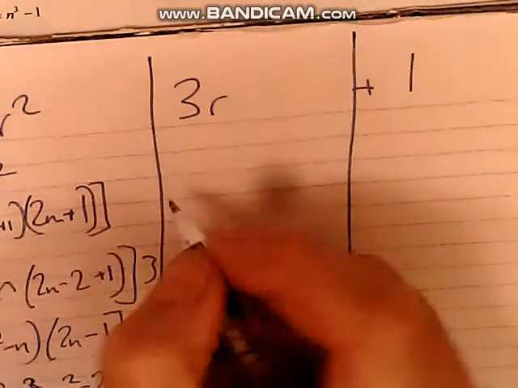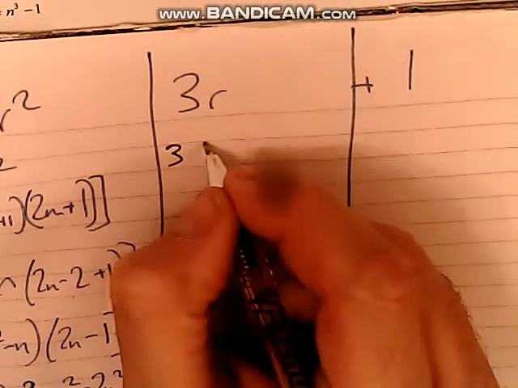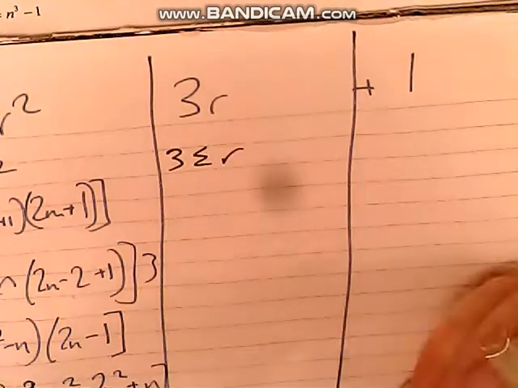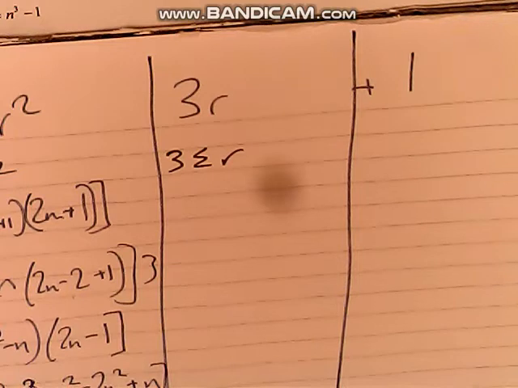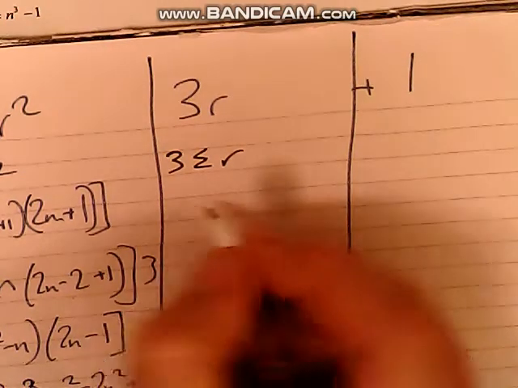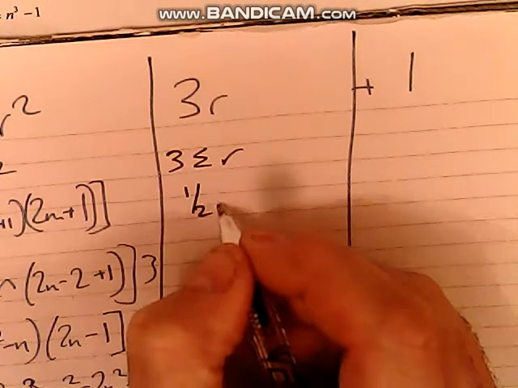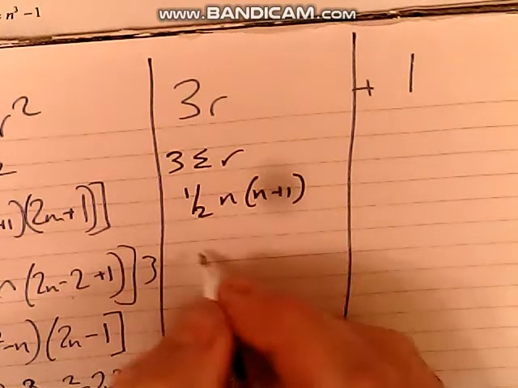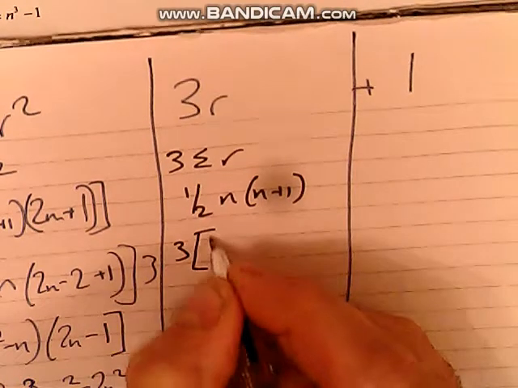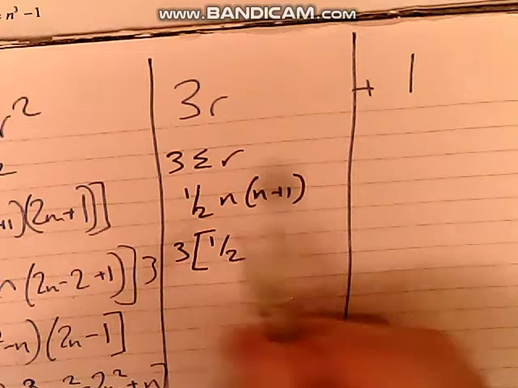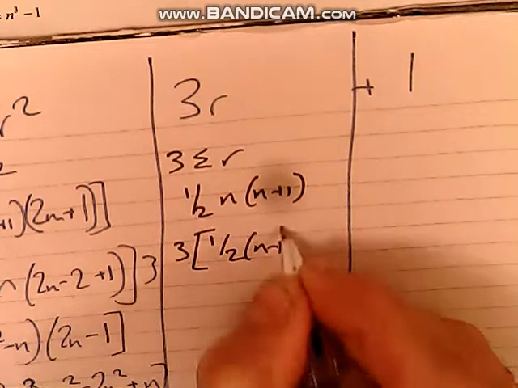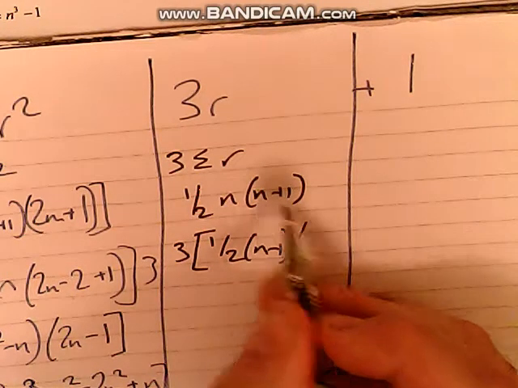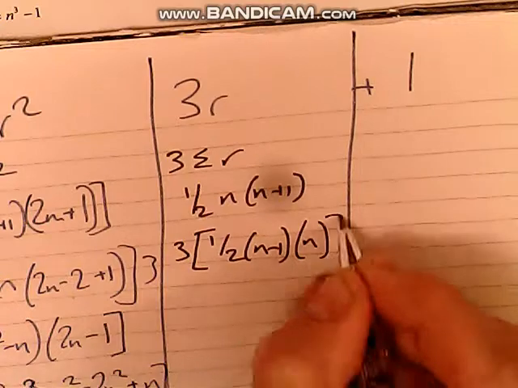3r. So it's going to be 3 again, 3 lots of the sum of r. And remember, r is the one that you have to know, which is a half n plus 1. We've got 3 lots of them, so it's 3 lots of a half n is n minus 1. And when you have n minus 1 and n plus 1, that just leaves n.